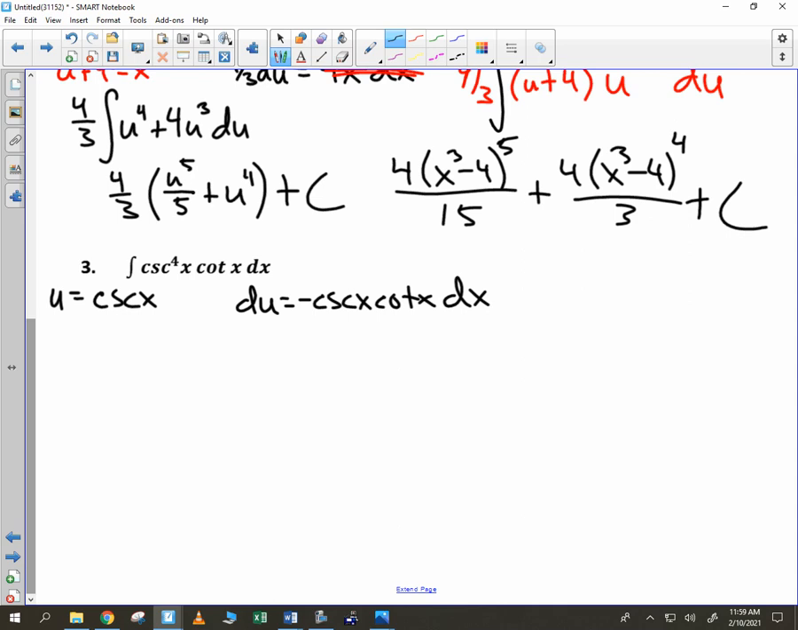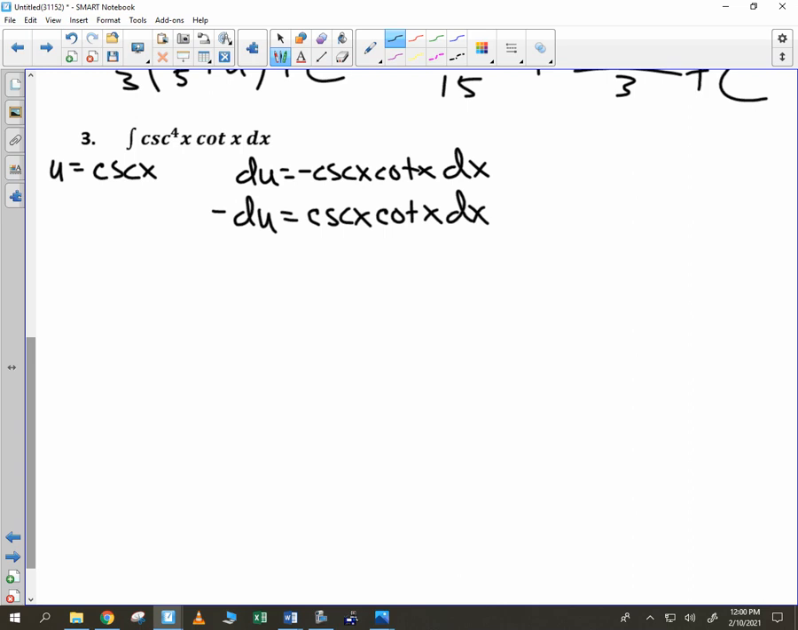Everybody okay with the derivative of cosecant being negative cosecant cotangent? That's why this is good review, because you're having to review derivatives and antiderivatives. It's a very important unit. I'm going to get rid of the negative. Negative du is equal to cosecant of x cotangent of x dx. Now what's my problem? I have an extra cosecant. Could I rewrite this so it shows an extra cosecant? How?